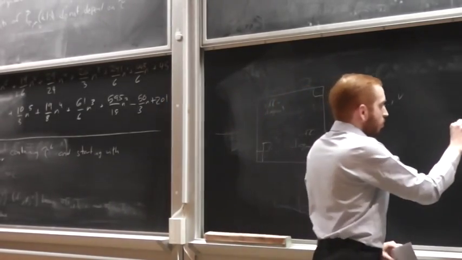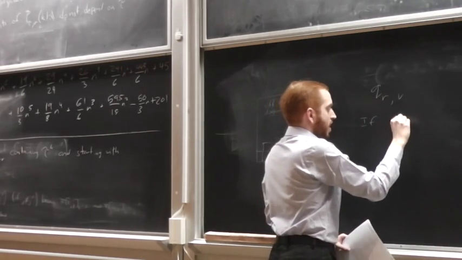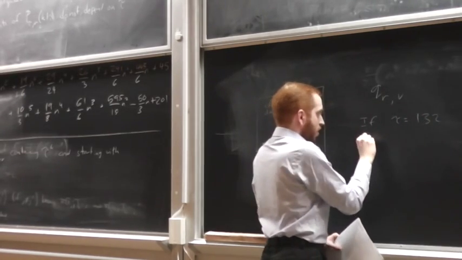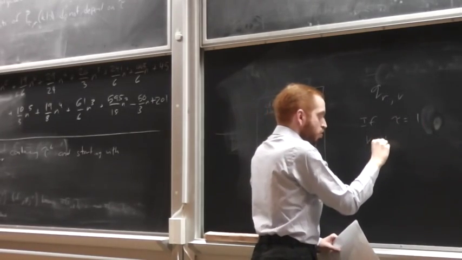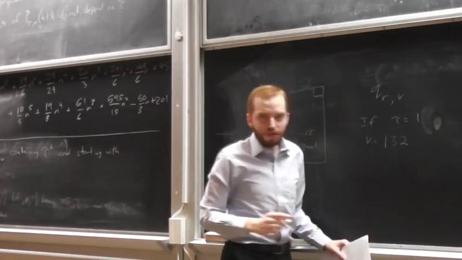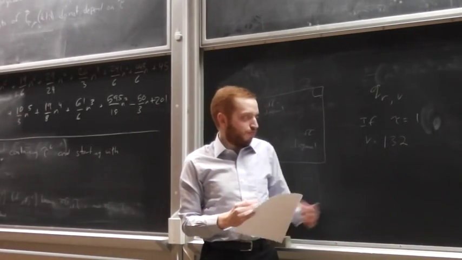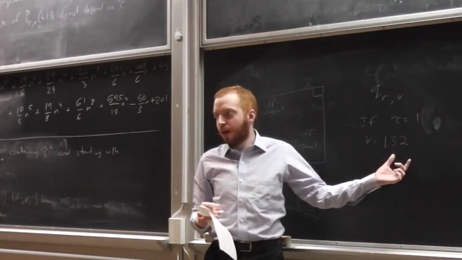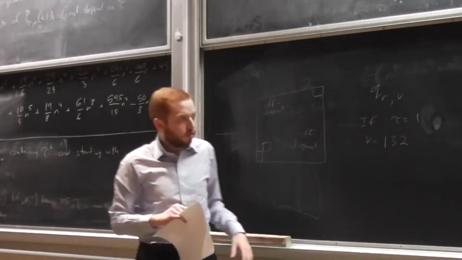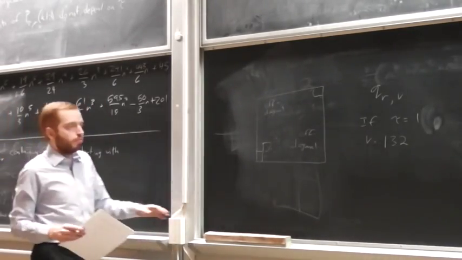So let me give you an example. If the pattern tau is 1 and V is 1, 3, 2, these can't all be part of the tau to the k because, well, they're not increasing, but 1 and 3 can, or 1 and 2 can, I don't know which is which. So most of the issues come from dealing with this.